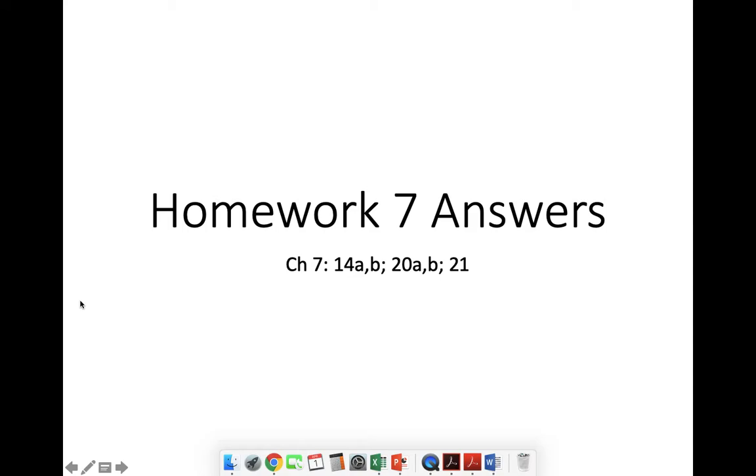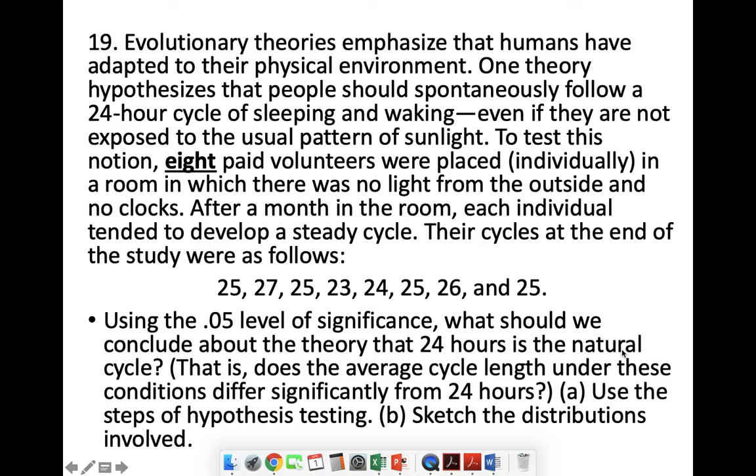This is a review of homework 7. Okay, here's the first question.